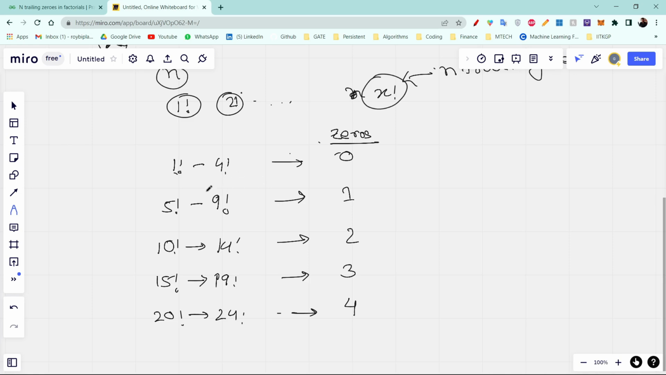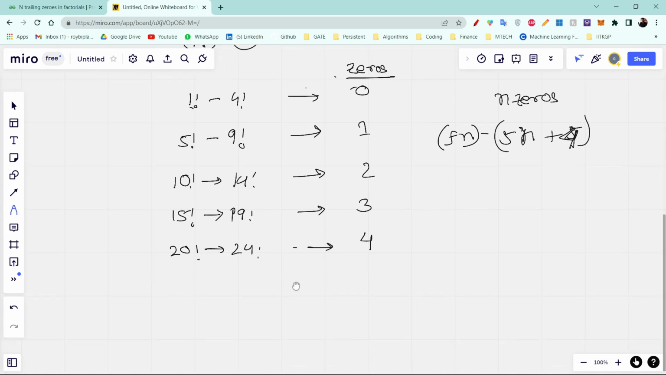So it may seem that we are having every number, like for 1 we have 5 to 9, like for n zeros our range is somewhere 5n to 5n plus 5, isn't it? Actually less than 5n plus 5, so 5n plus 4 till this number. But this is not the case.